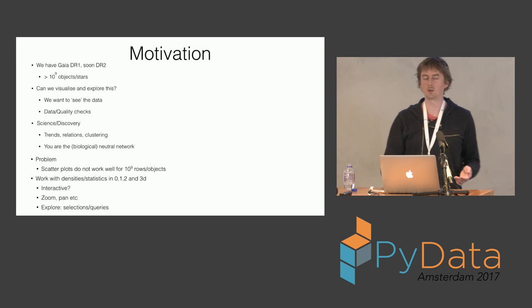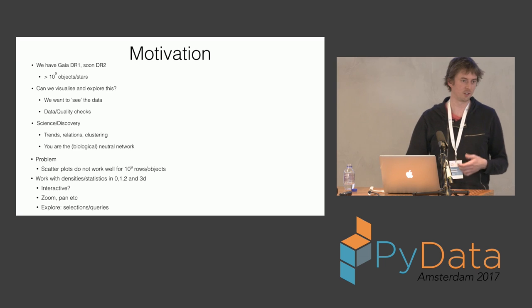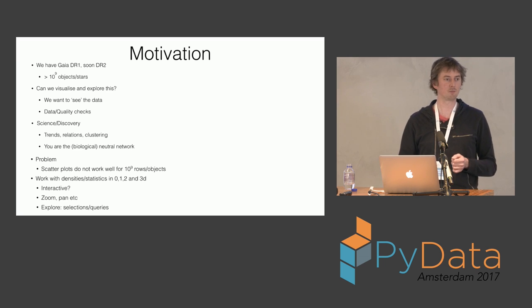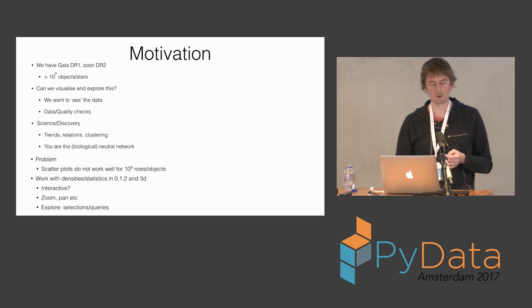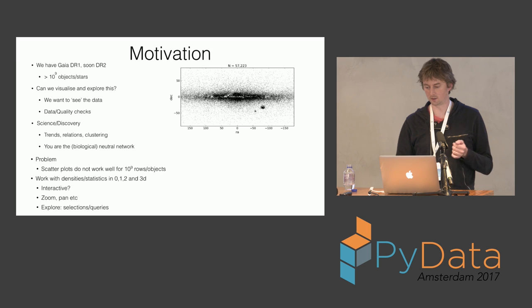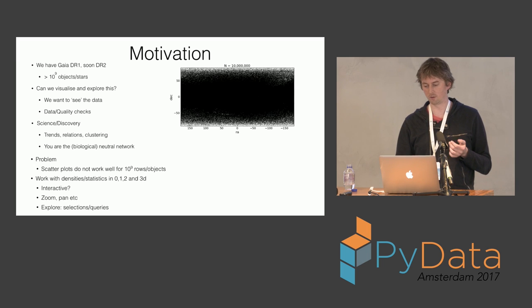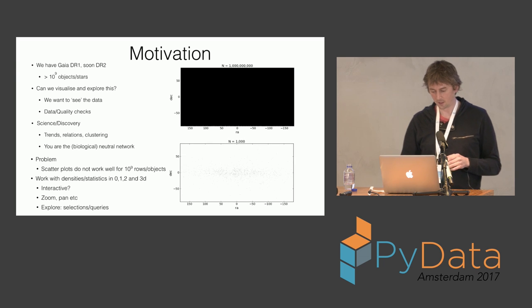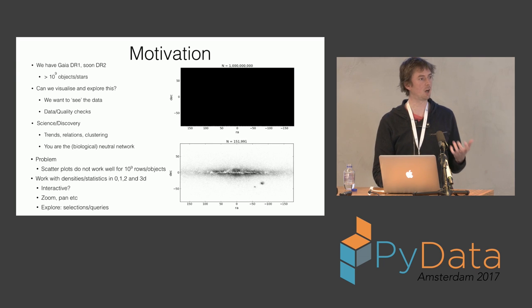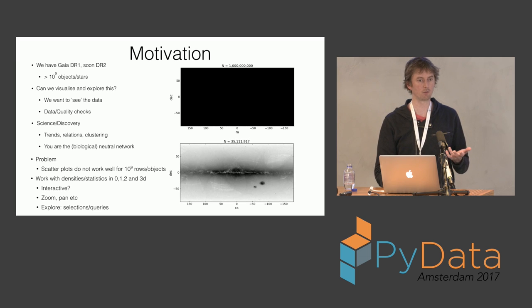So let me demonstrate what the issue is. The traditional way, you do a scatter plot, but let me show how it does not work. So what I'm going to do is plot the sky coordinates of this data set, the Gaia data set. And I start with 1,000 points and I'll go to a billion points. So now we're at, you see it's a disk, we have a million, 100 million, and basically you see nothing.